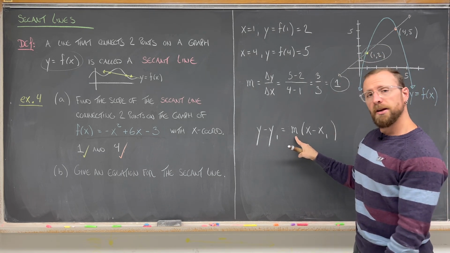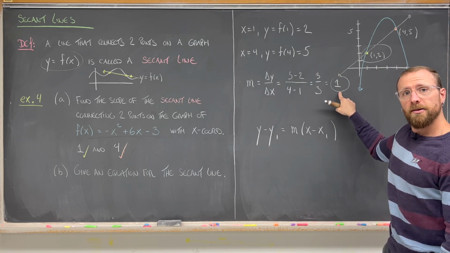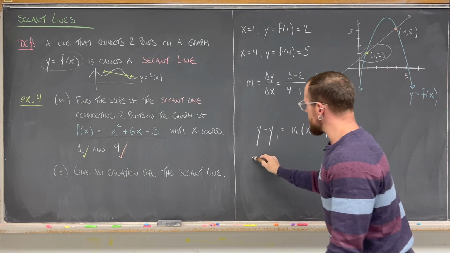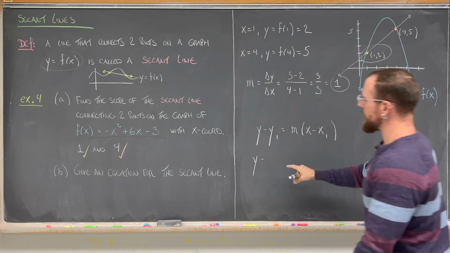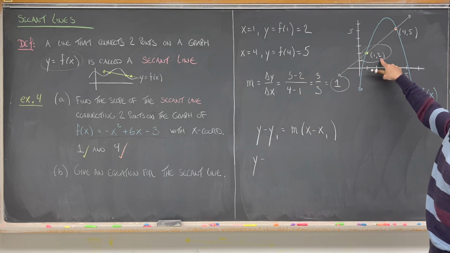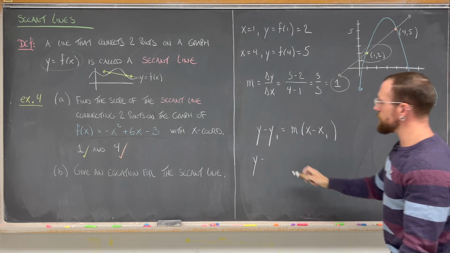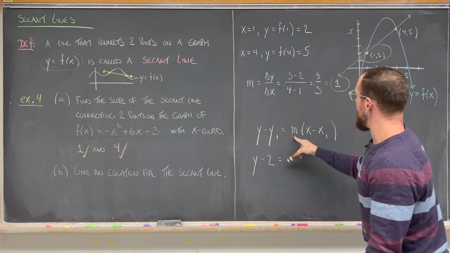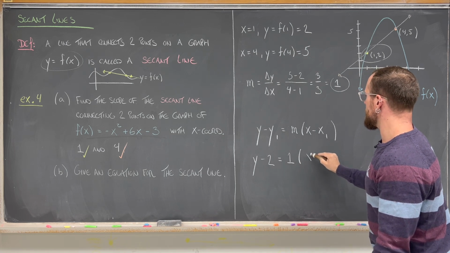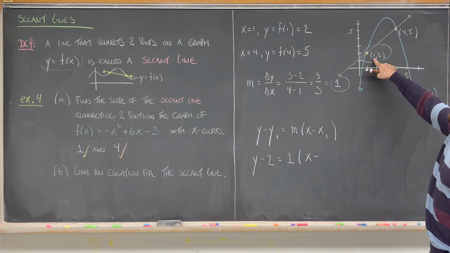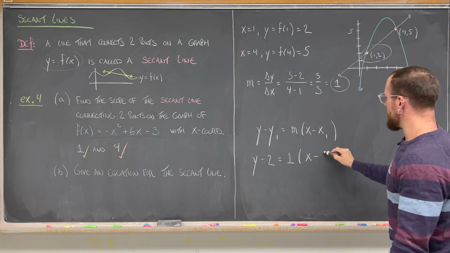And what else do you need to know? You need to know the slope. I know that as well. So I'm good to go. I can start writing this down as it is. I'll use this as a template. We've got y minus, I'm going to use x1, y1 to be 1, 2. So y1 is 2. Equals m, that's 1, times x minus the x1 coordinate is 1.